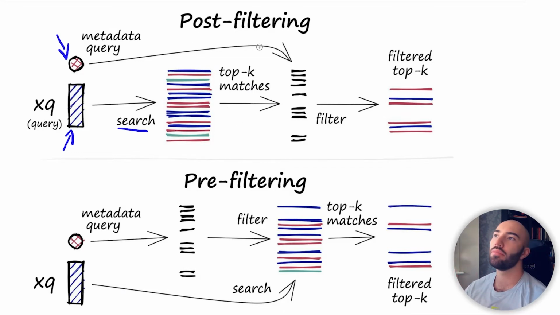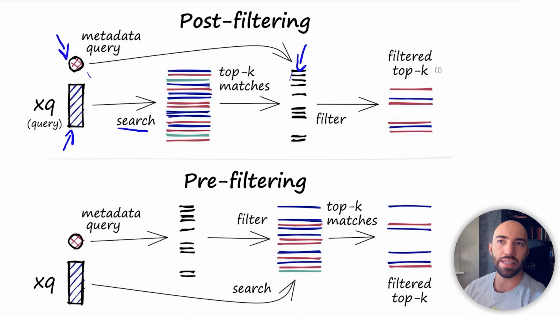And then what we do is we then add in our metadata query. So we add that in over here, and that creates a filter for us. So then we filter those remaining vectors through our new filter, and that leaves us with the filtered top K.